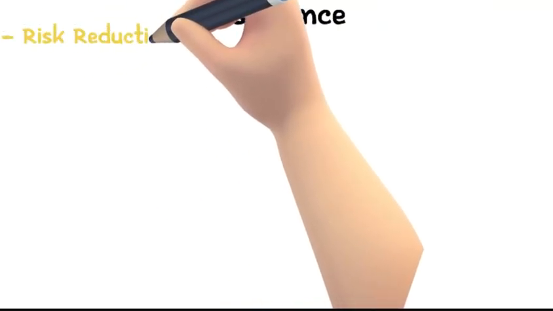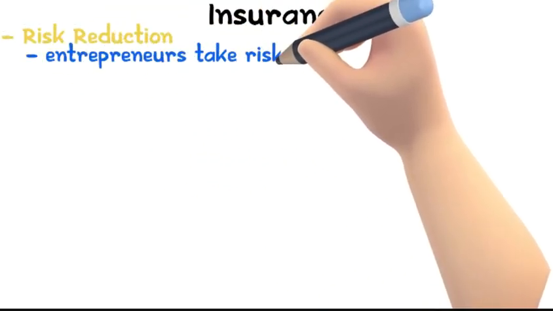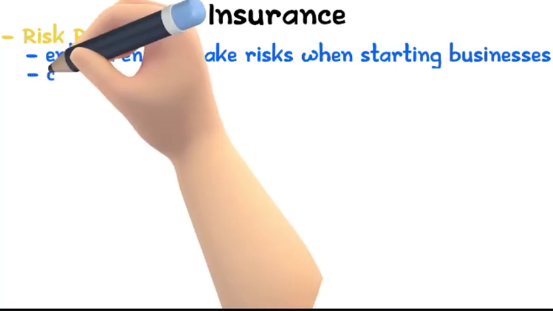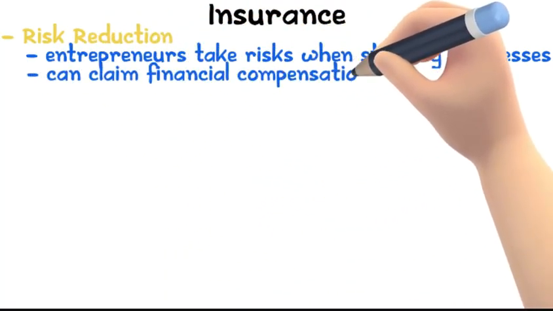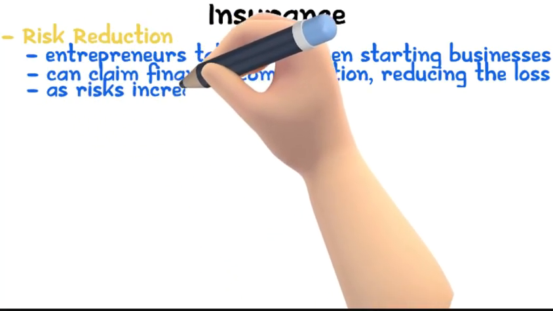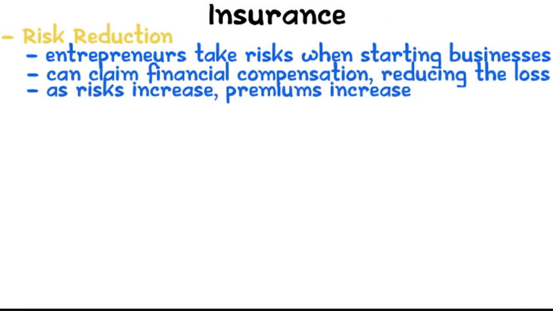Risk reduction. Entrepreneurs take risks when starting a business. They do not know if they will make a loss or profit. By having an insurance cover, they can claim a financial compensation, reducing the effect of a loss. It's worth noting that as the risks increase, the premiums will also increase.